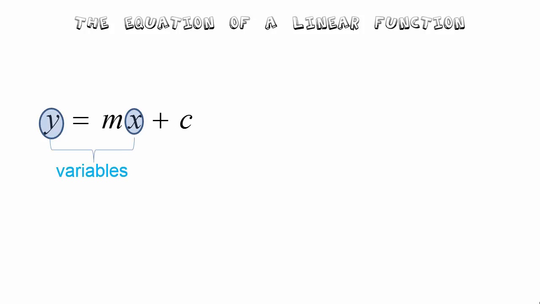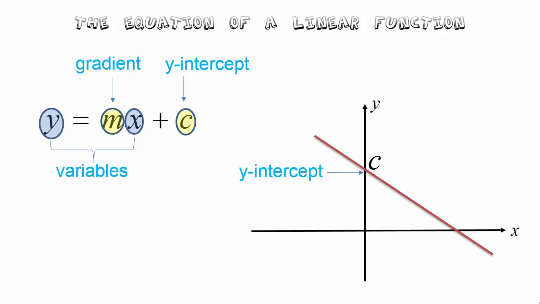y and x are the variables. m is a numerical value which represents the gradient or steepness of the line, and c is a value that represents the y-intercept. In other words, the y-intercept is the value on the y-axis which is intersected by the line.